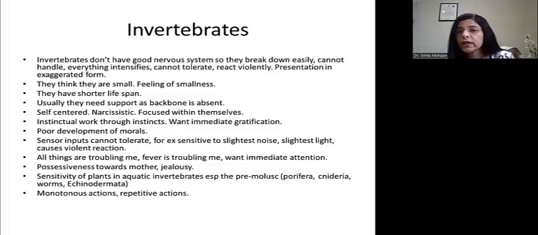Again, you will also see a kind of possessiveness. Possessiveness towards materialistic things will also be there because they are more materialistic. They don't have that moral sense or moral values for emotions. They want the materialistic pleasures of life, right? Also, you will see a kind of jealousy, which is common in all the animal kingdom.